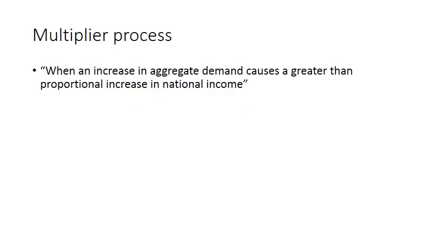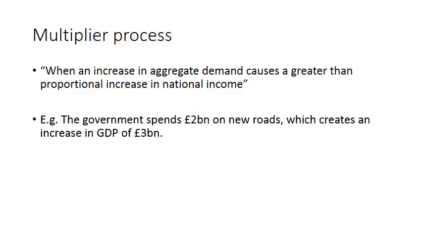We define the multiplier process as when an increase in aggregate demand causes a greater than proportional increase in national income. Now that greater than proportional bit is very, very important. Without that, it's not a multiplier. What we mean by that is, for example, the government increases aggregate demand by spending £2 billion on building new roads. And from that, we could actually get an increase in GDP of greater than that £2 billion. For example here, £3 billion.